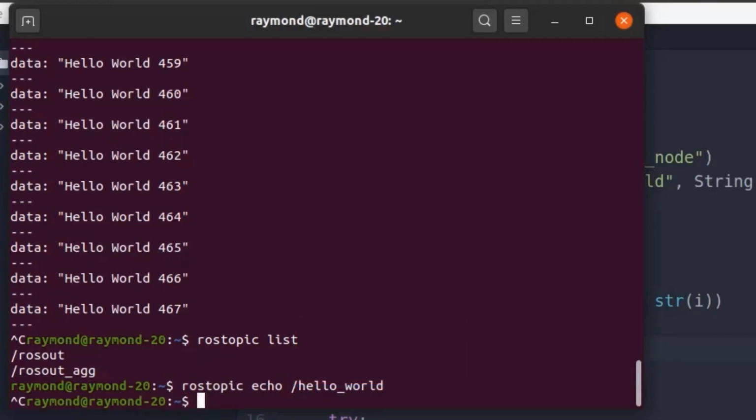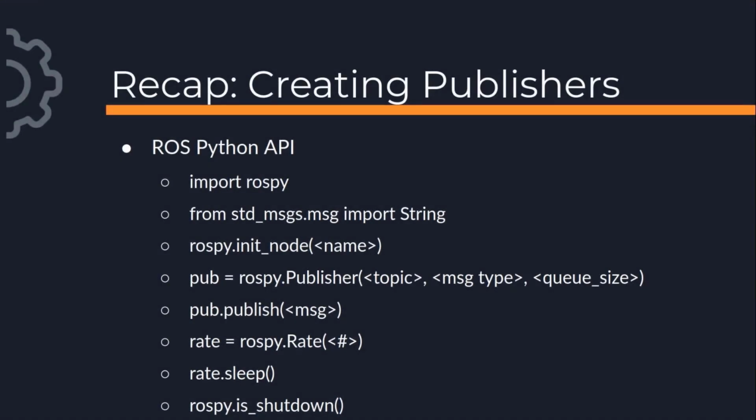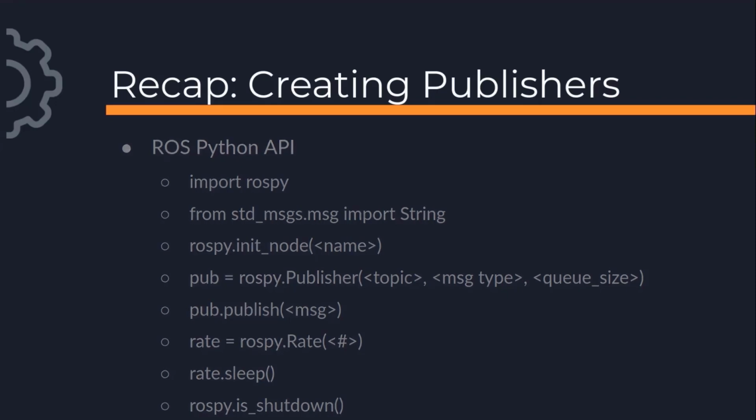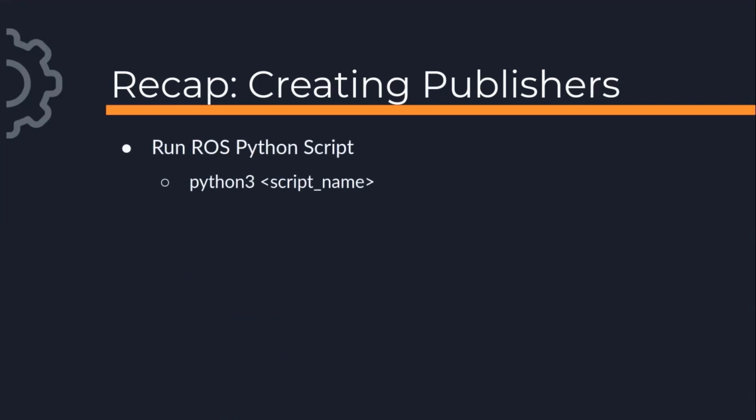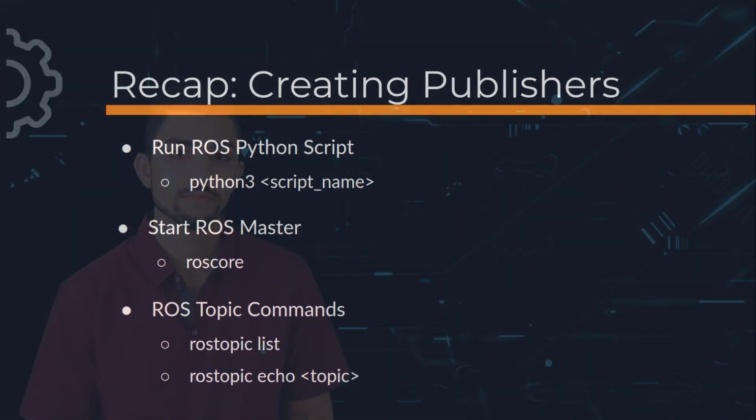So great! Congratulations on developing code which utilizes ROS. Let's recap. We went over some of the ROS Python API functions. We imported ROS, imported message types, initialized nodes, created publishers, set a rate to publish, and kept looping until a node shutdown was detected. We learned one way to run our ROS Python script, reviewed startup of the ROS master, and went over some rostopic commands to help ensure our node was operating as expected.